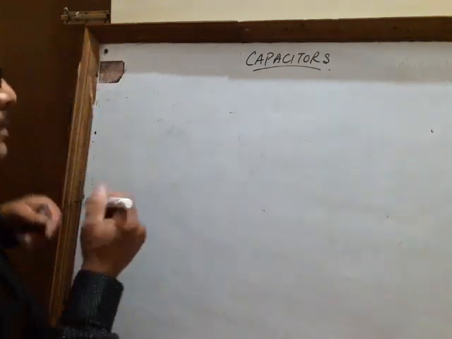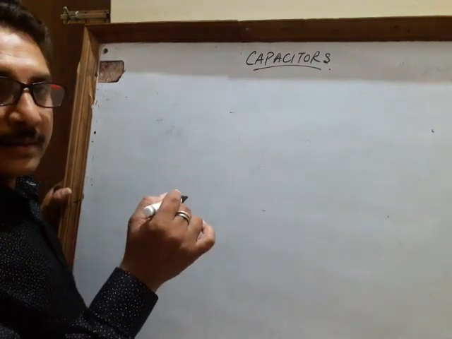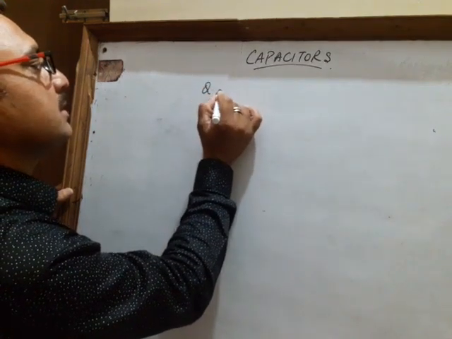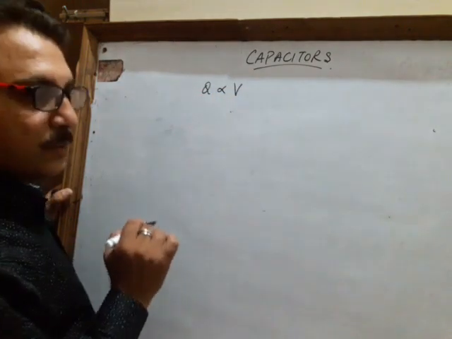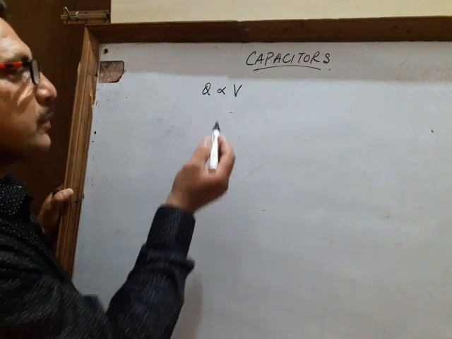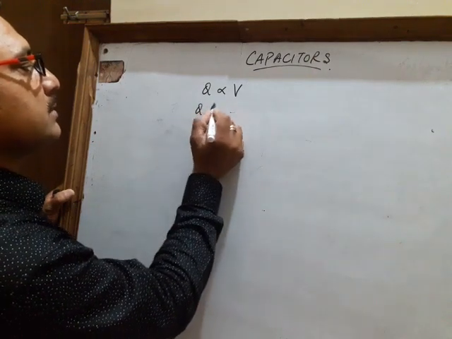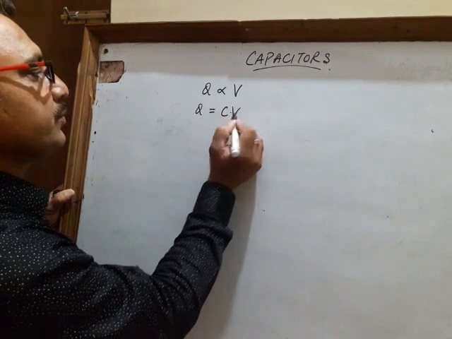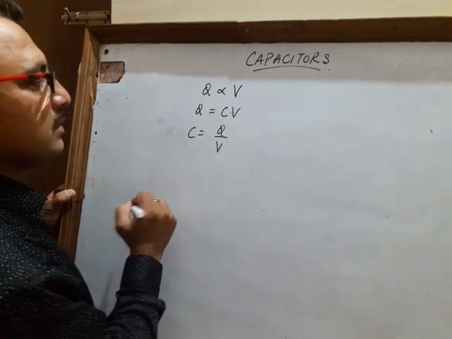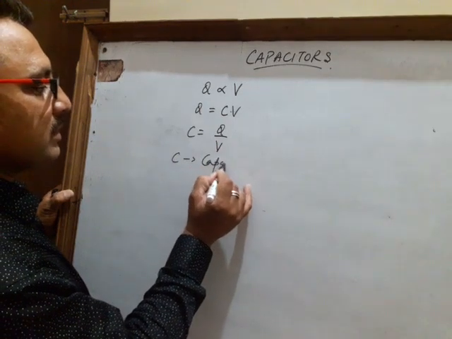So we know whenever charge is given to a conductor, its potential rises. That means we can say the potential of a conductor is directly proportional to the amount of charge given to it. So from this relation we get Q equal to CV. So C is a constant which is Q upon V, is known as capacitance of this conductor.